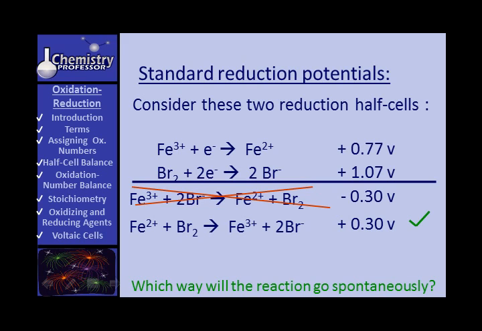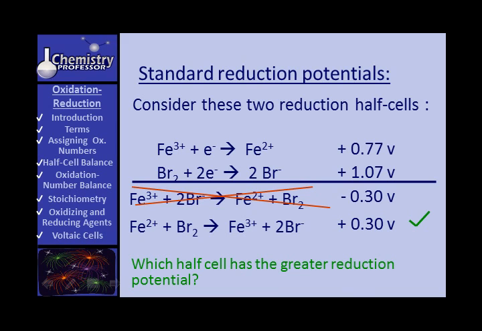Do you see how this works? We will do a much more extensive treatment on this in the second half of this course, but there's some things we need to address here to give you some good background. Which half cell has the greatest reduction potential? And that's this one right here. And since it has the greatest reduction potential, then it's the one that's going to gain the electrons.